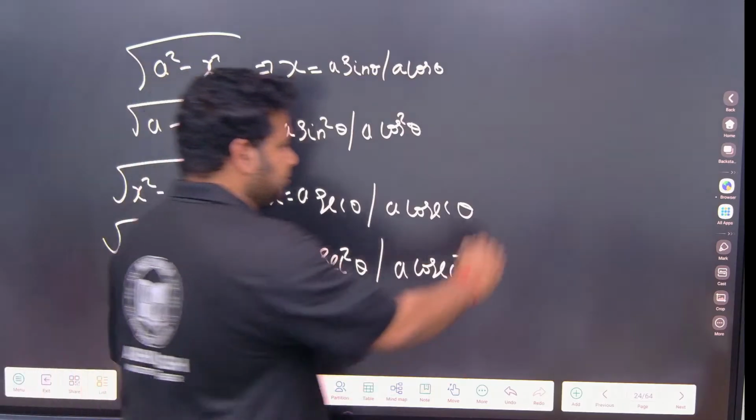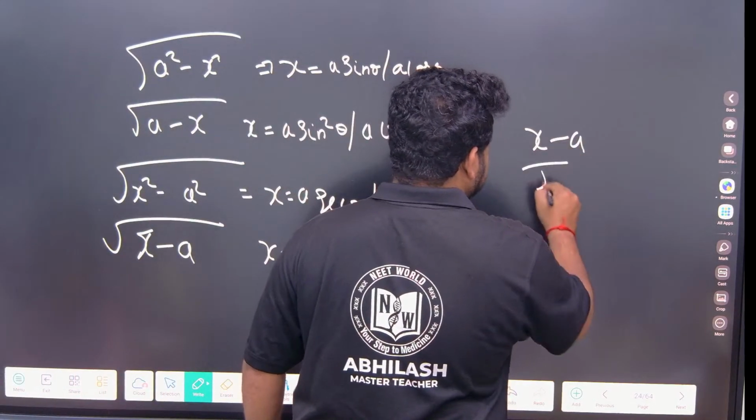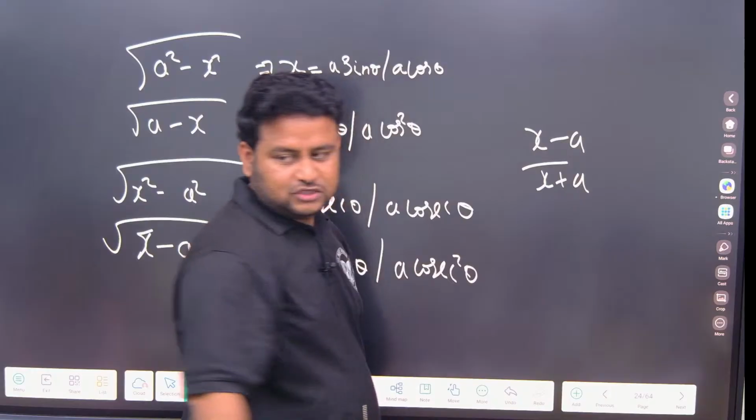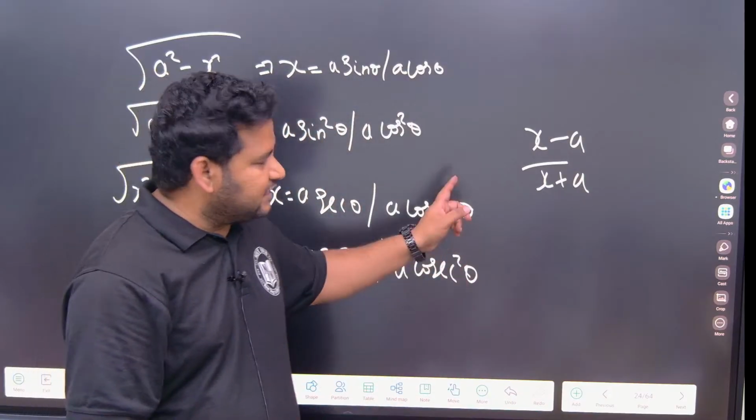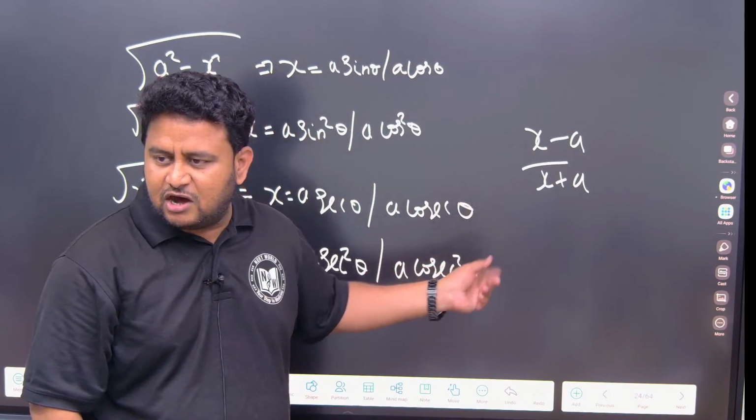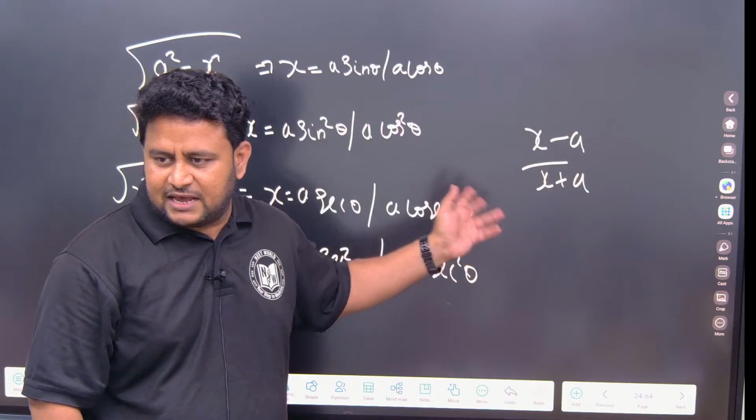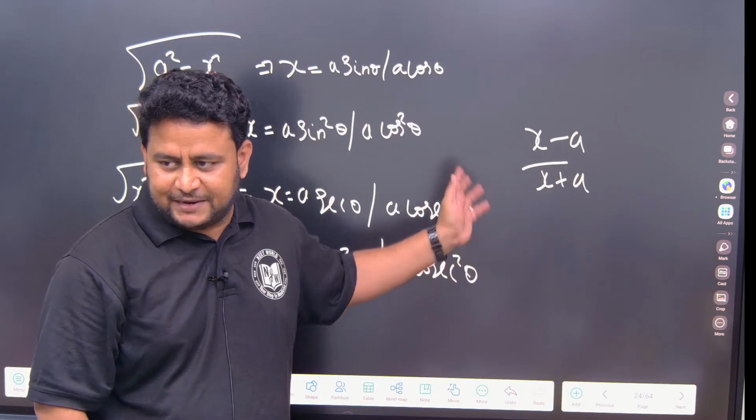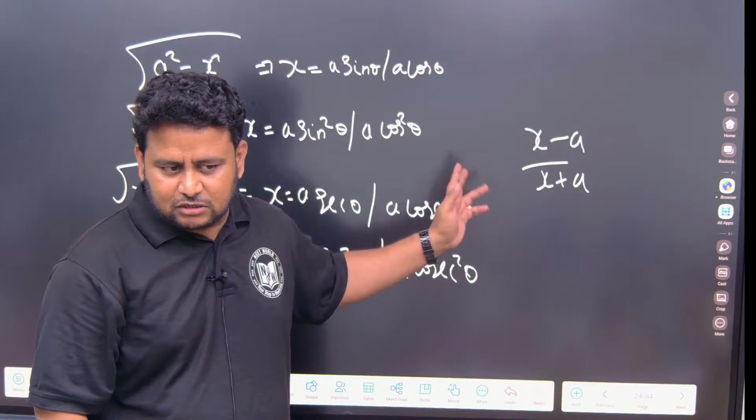Now when we are having x minus a by x plus a, such type of questions, what we will be doing is put x is equal to a cos 2 theta or a cos theta. Double angle formula or half angle formula, depending on the question, you will be using it.